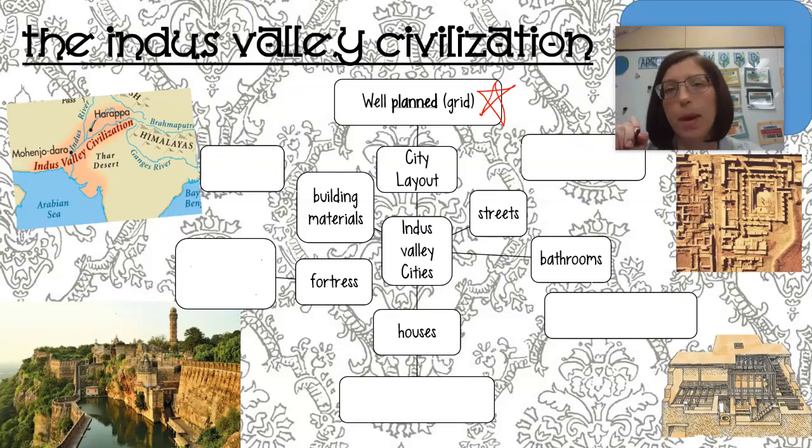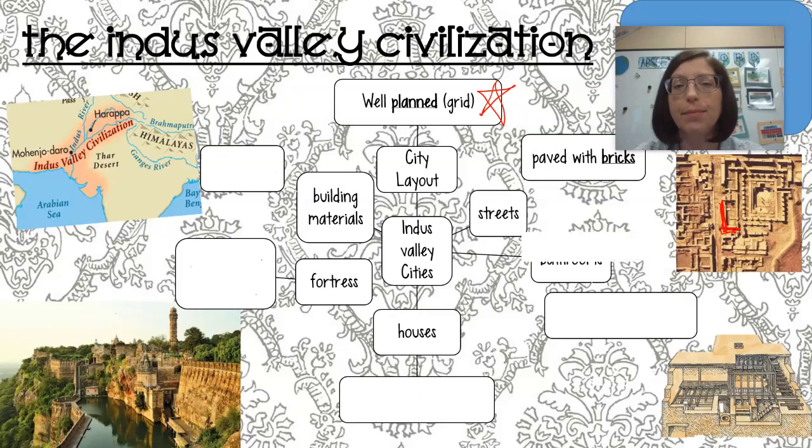I need to see the star by it. Well planned grid. This is the first time we are seeing this done. If you look over here at the picture, these are looking like some right angles. So that means they've planned it out. They're using a grid system for the city.